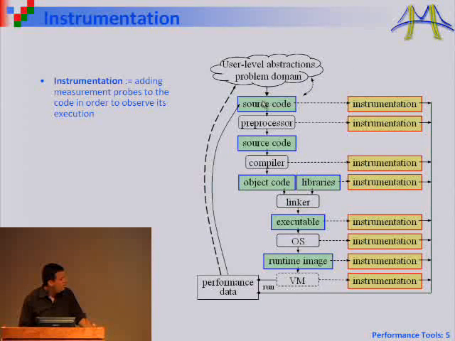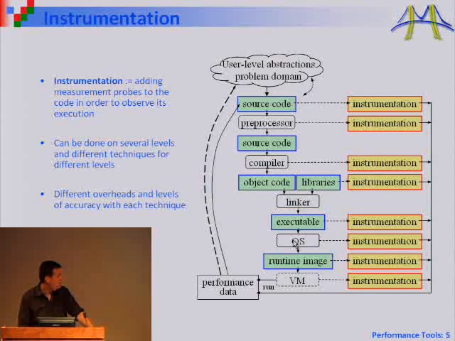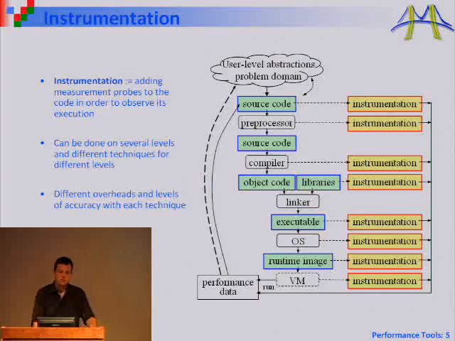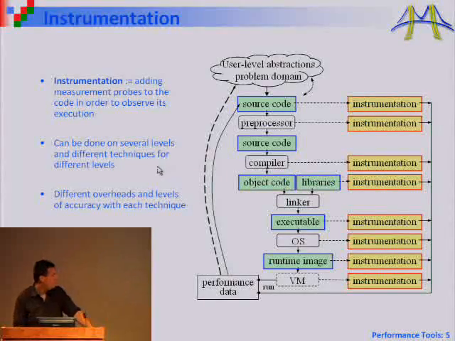So you start out with your source code, then you might have a preprocessor that processes the code. Then you have a compiler, which compiles it into object code. You link in libraries like numerical libraries, BLAS libraries, FFT, and so on. The linker produces an executable, and the executable runs in an operating system, and the operating system itself may run in a virtual machine. And basically, on each of these levels, you can do instrumentation. You can add some hooks to figure out what's going on. And there are different techniques that come with different levels of overhead and accuracy on all of these levels.